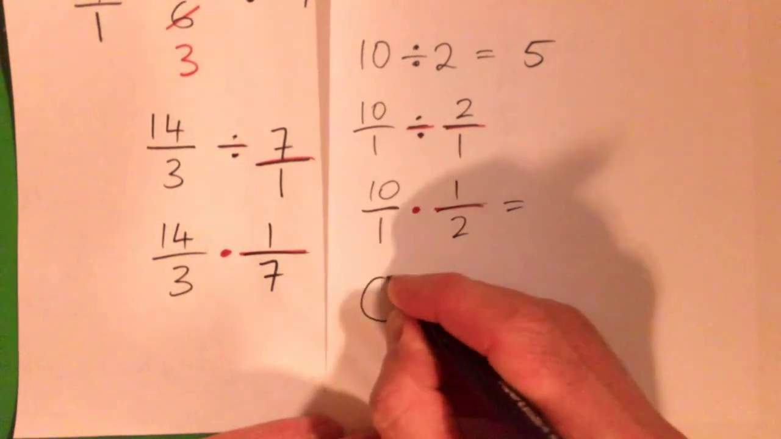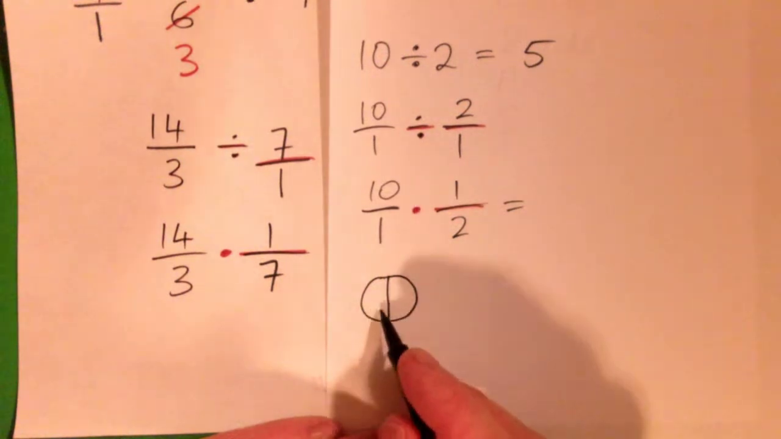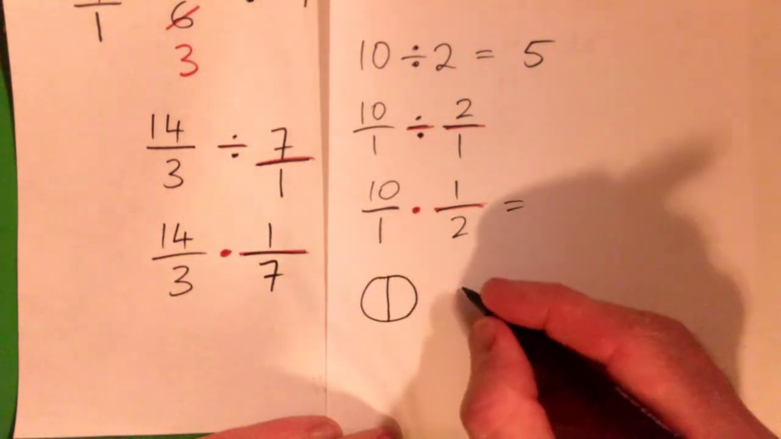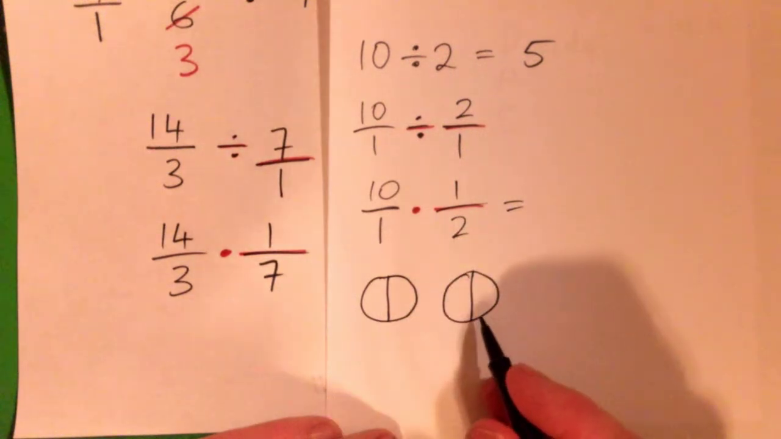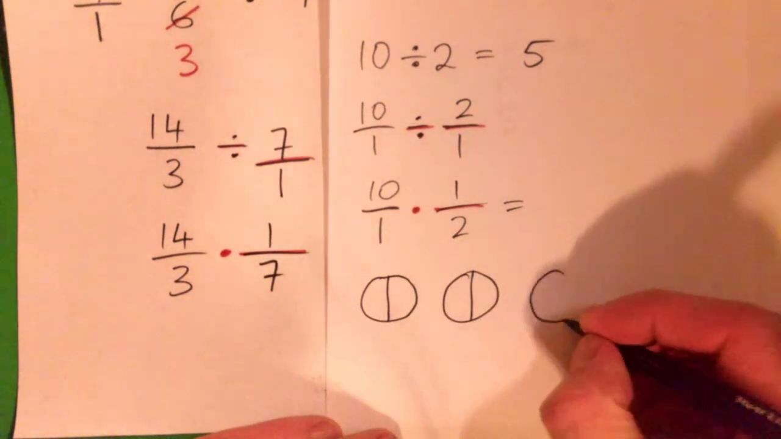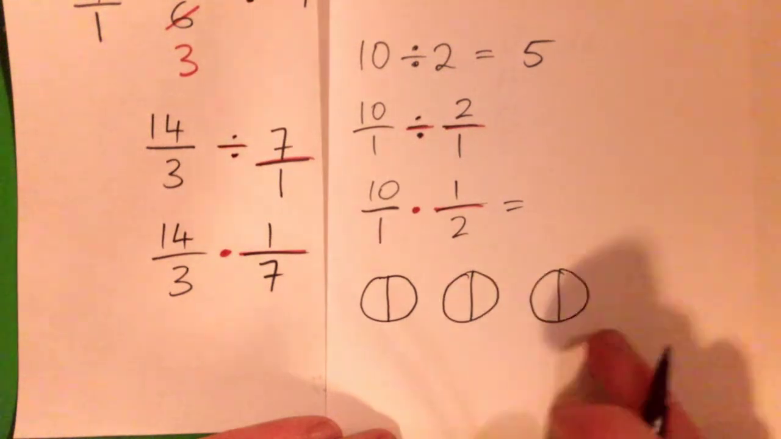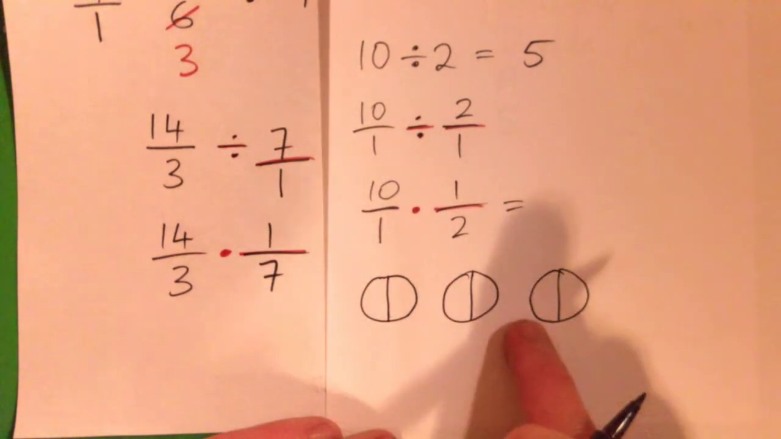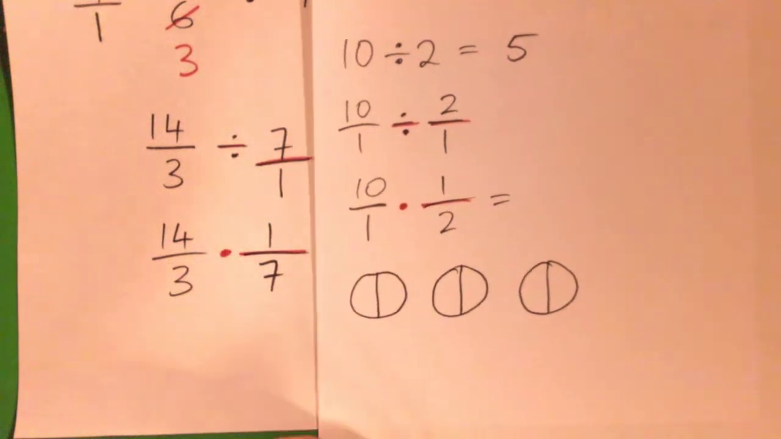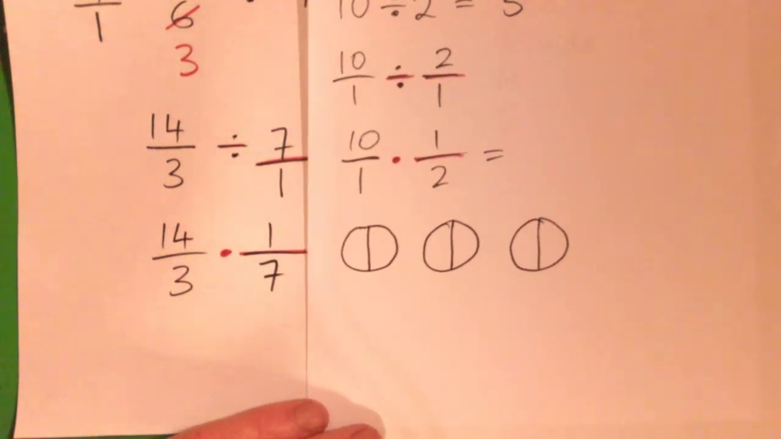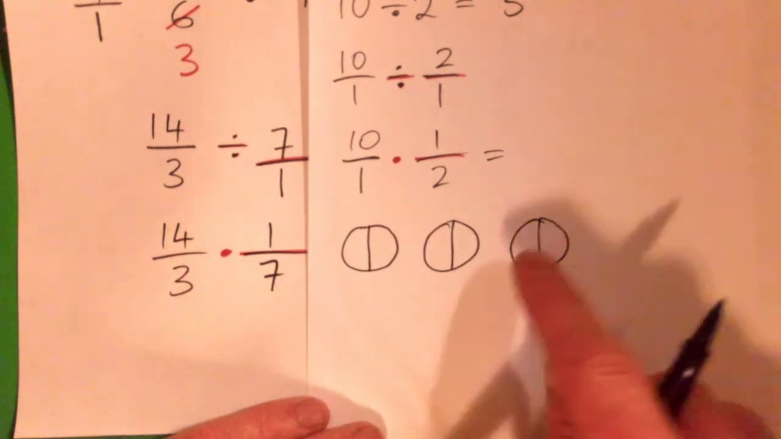Look, here's a pizza. Let's split it into half. How many halves do I have? 2. Here's another one. How many halves do I have now? 4. So that's 4 halves. 4 halves made 2, right? How many halves do I have now? 6. 6 halves make what? 3 whole pizzas.